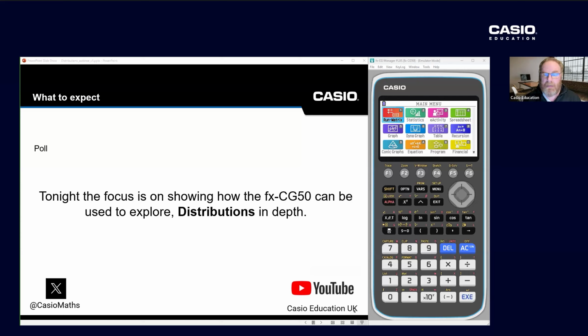So, like I said, it is just distributions tonight. The previous deep dive, we had to look at stats. This is now distributions. Like I said, basically binomial and normal, so we're looking at A level this evening.